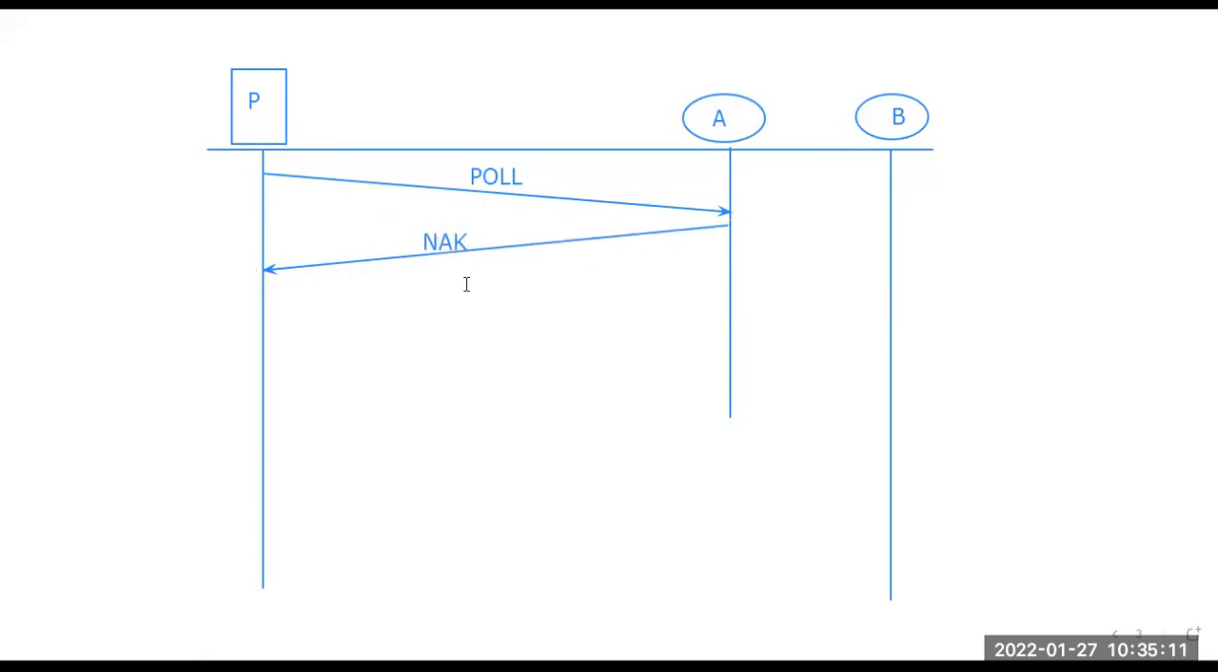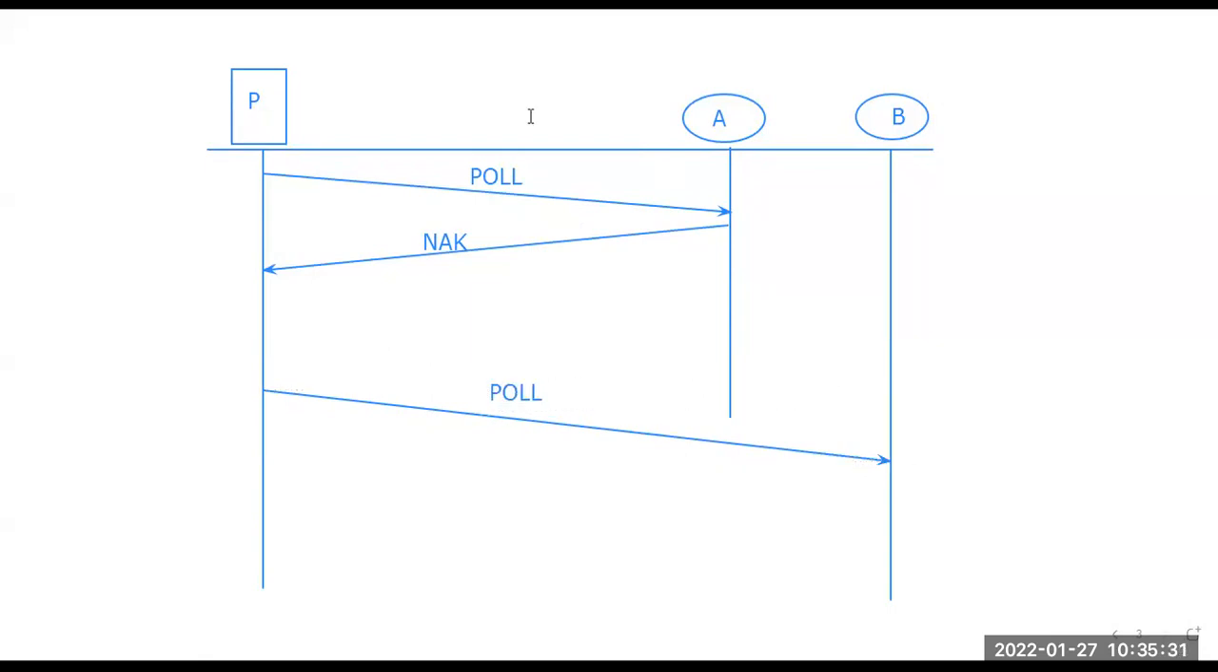Okay, so a negative acknowledgement is passed here. Now, as it has nothing to send, it will go for the next process. It will go to the next secondary station. Again, a poll will be passed from the primary station to the next secondary station. So again, here a poll frame will be passed.